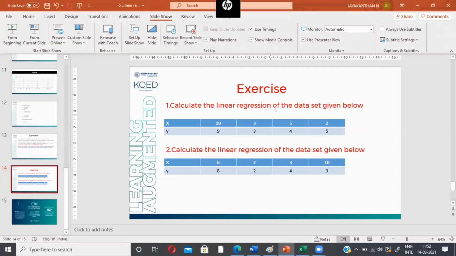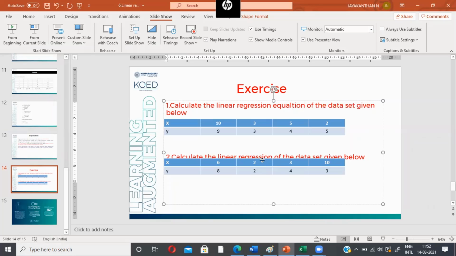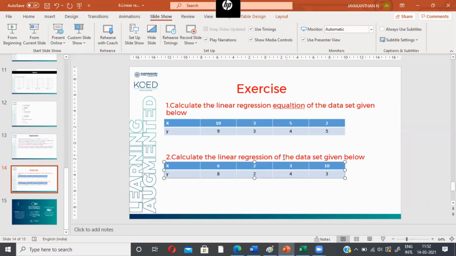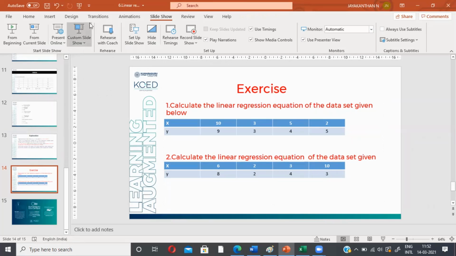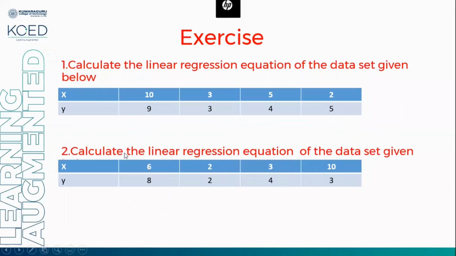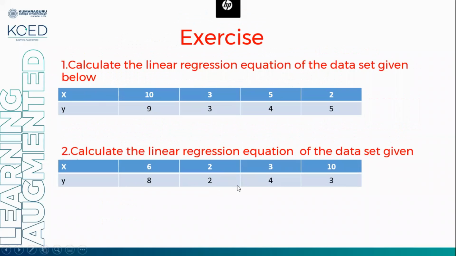You have to find and solve it. That's it for this video lecture. So this is the linear regression equation. You have to find the linear regression equation for the dataset given below. So try the two datasets and you will get an equation like this.